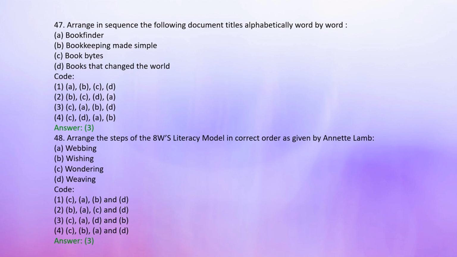Number 48. Arrange the steps of the 8 Ws literacy model in correct order as given by Annette Lamb. First A. Webbing, B. Wishing, C. Wondering, and D. Weaving. And correct arrangement is number 3, means first wondering, then A. Webbing, then D. Weaving, and last B. Wishing.